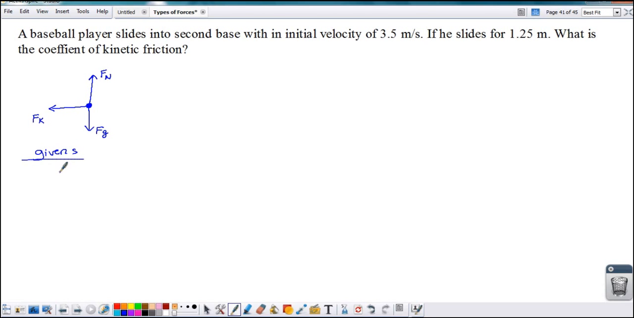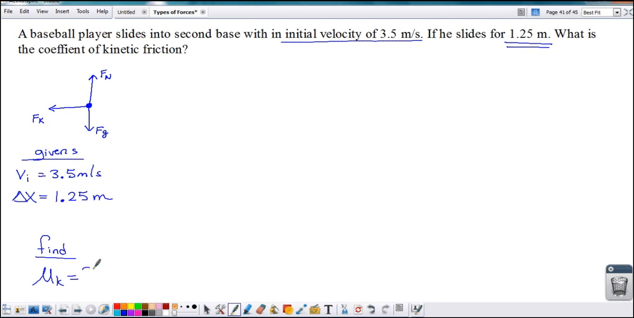Well, the player slides into second base with an initial velocity of 3.5 meters per second. So his initial velocity is 3.5 meters per second. Okay? He slides for 1.25 meters. That's a distance. And he's going this way, that's the x direction. So I'll say the change in x, or the displacement, is 1 meter and 25 centimeters. What is the coefficient of kinetic friction? So we're trying to find the coefficient of kinetic friction.